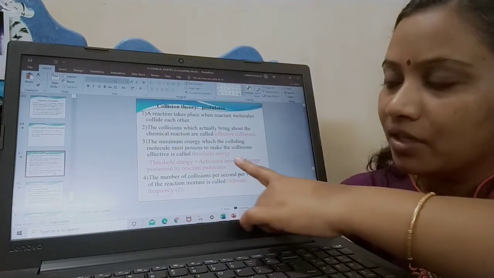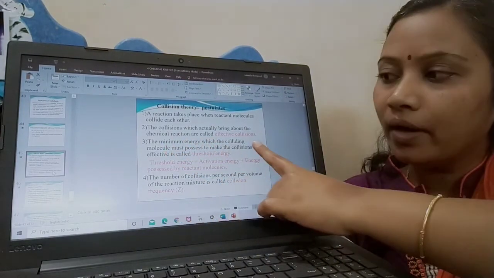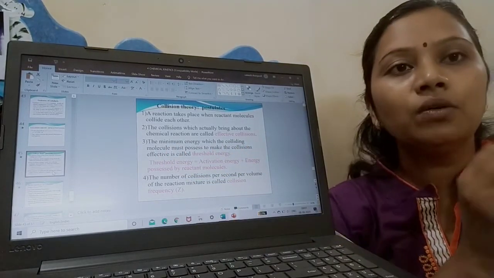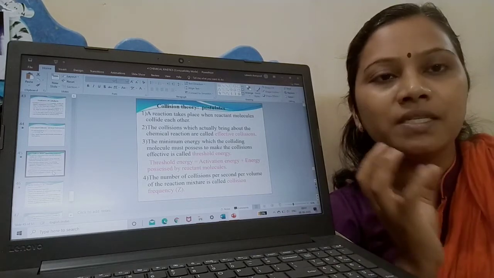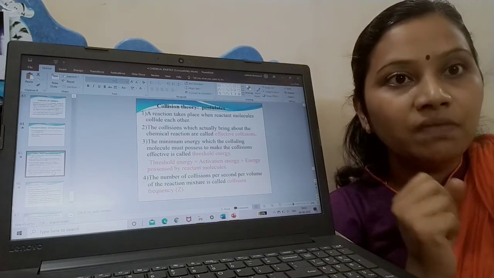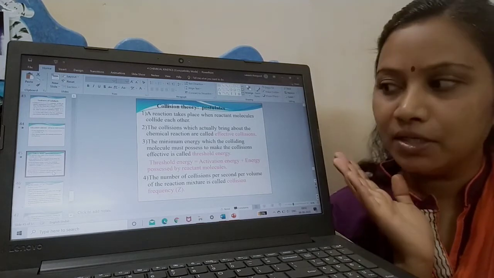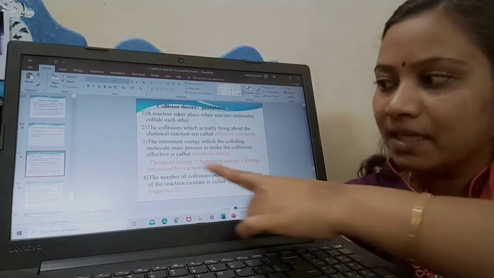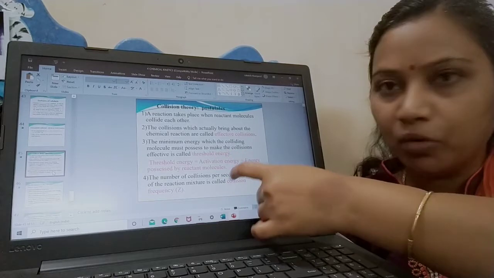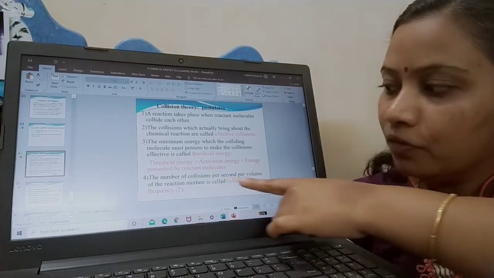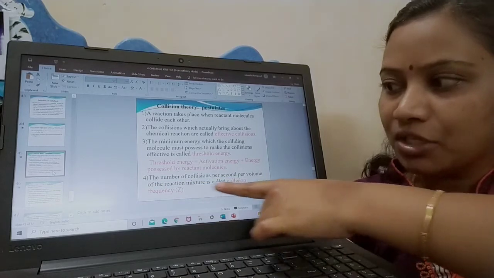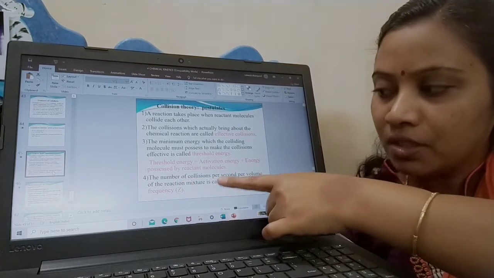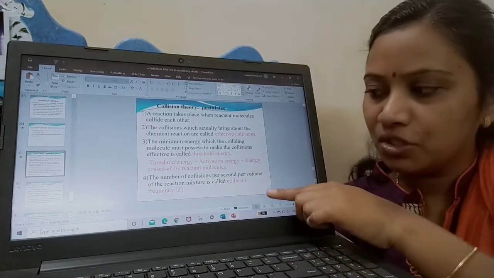And what is threshold energy? The minimum energy which the colliding molecules should possess to make the collision effective is called threshold energy. The colliding molecules, that is the reacting molecules, should possess a minimum amount of energy so that the collision will be effective. That energy is called threshold energy. And what is threshold energy? It is nothing but activation energy plus the energy possessed by the reactant molecules. We already know about the activation energy. And the number of collisions per second per volume of the reaction mixture is called collision frequency.